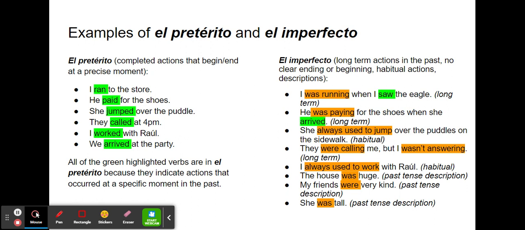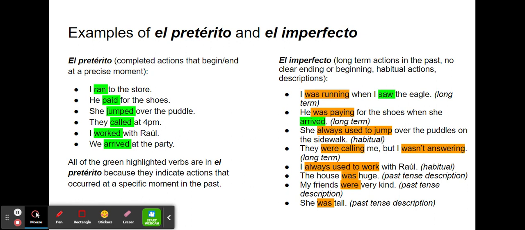On the left, we see examples of el pretérito. Remember, that's completed actions that begin and end at a precise moment. So, 6 examples. I ran to the store. He paid for the shoes. She jumped over the puddle. They called at 4 p.m. I worked with Raul. We arrived at the party.